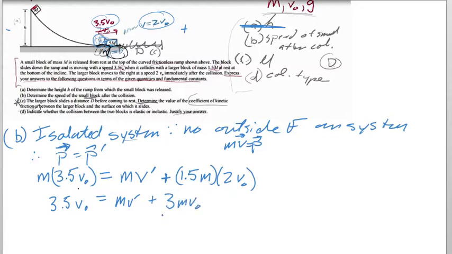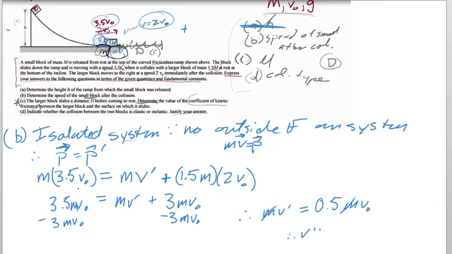So what I would do here is subtract this. Oops, I forgot my m up here. Okay, so I'm going to go over here. Therefore, mv prime equals, well, 3 minus 3.5, I think that is 0.5 mv naught. And then I'm going to divide, the m's cancel out. And so v prime should be 0.5 v naught. I think that's it. Let's score this.